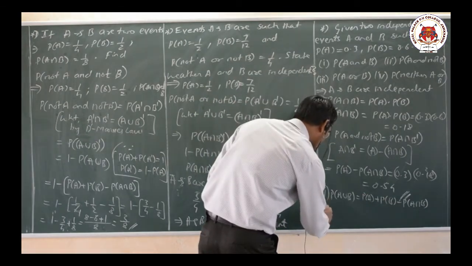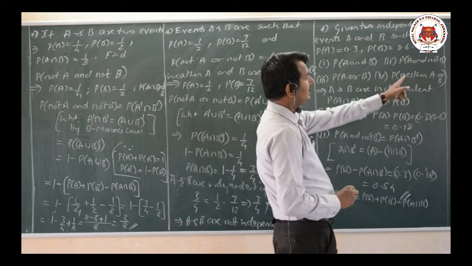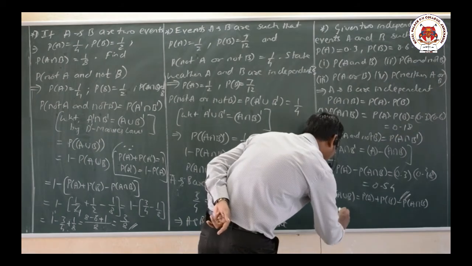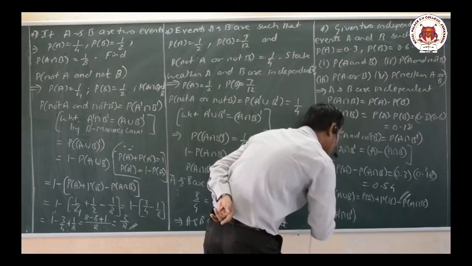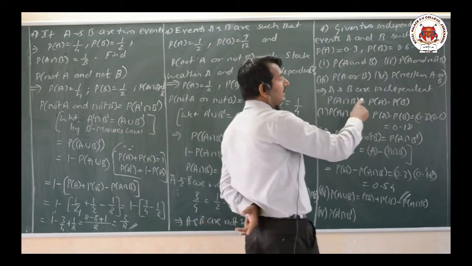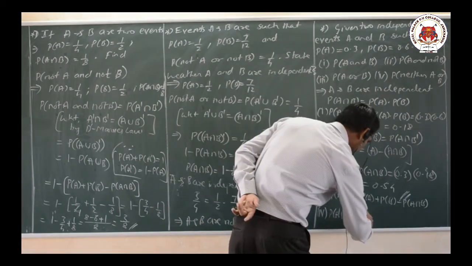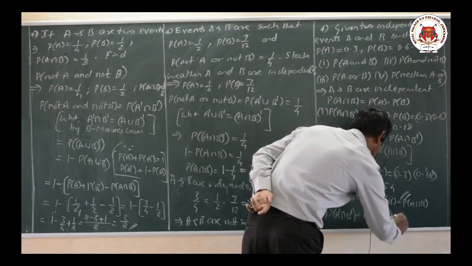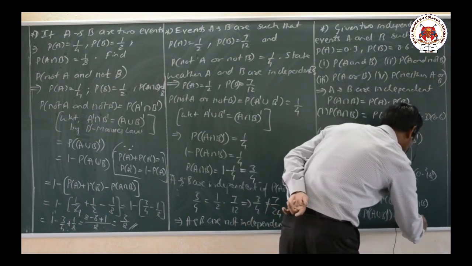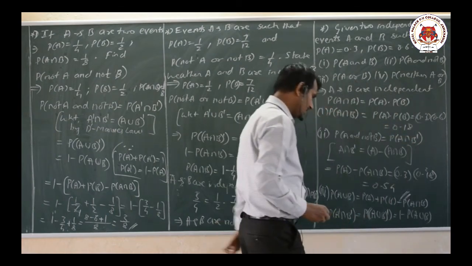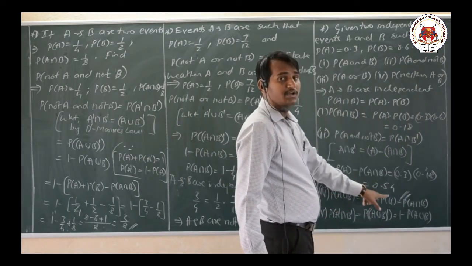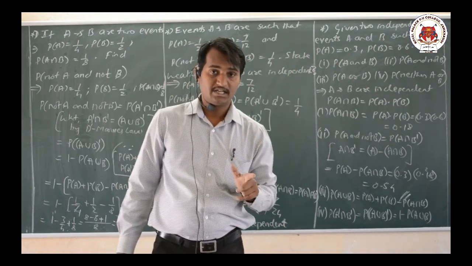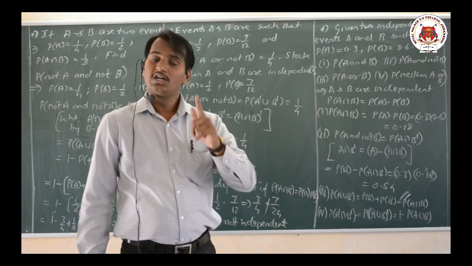At last, the fourth one, dear students, it is also very simple. Neither A nor B means what? That means not A and not B. It indicates both are not there. So here that is nothing but A dash intersection B dash, means A union B whole dash. According to De Morgan's property, that is nothing but 1 minus P of A union B. So now A union B, just now you found the value. That thing you can substitute here. Neither A nor B means not A and not B, both have the same meaning.